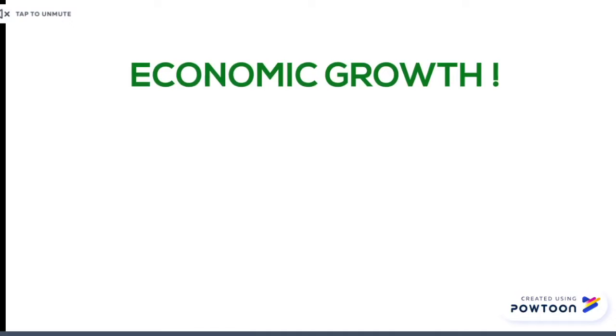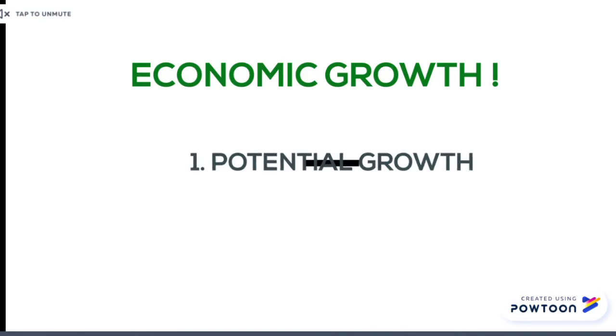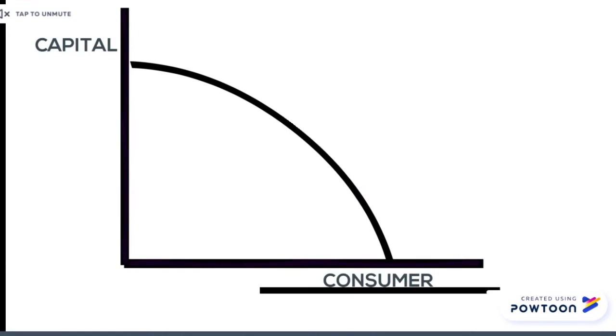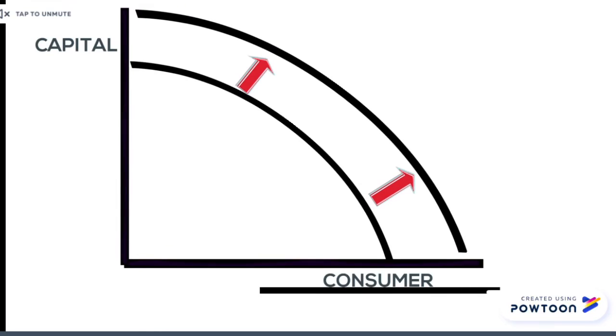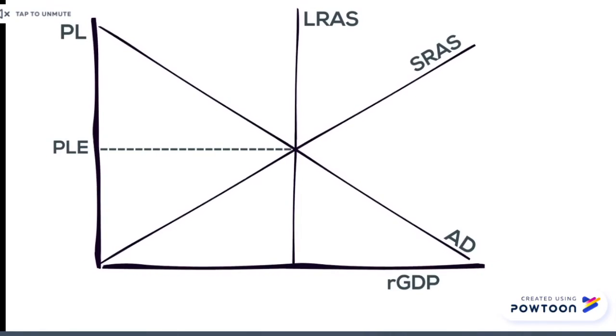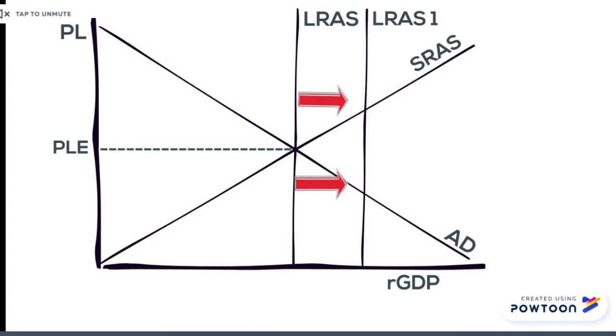Now let's get back to economic growth. There are two types of economic growth: potential growth and actual growth. Potential growth can be shown on a production possibility curve by an outward shift of the curve. Actual growth can be shown on an aggregate supply, aggregate demand graph, by the long run aggregate supply being shifted to the right, followed by an increase in aggregate demand.